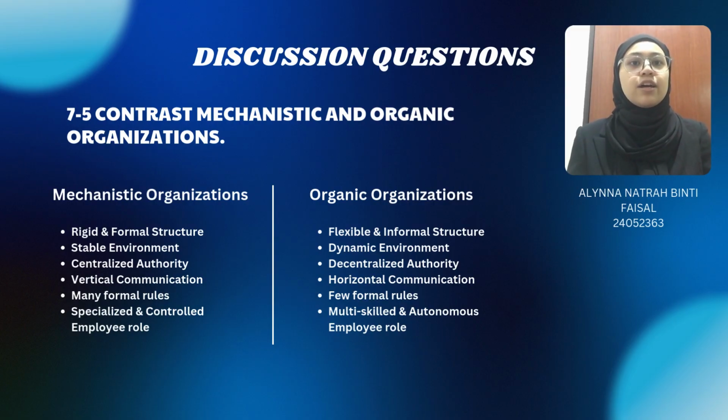In contrast, an organic organization has a flexible and less formal structure. Authority is more decentralized, allowing decision-making to occur at multiple levels rather than being concentrated at the top. Communication in organic organizations is largely horizontal, encouraging collaboration and information sharing across departments and roles. There are fewer formal roles, and employees are often multi-skilled, allowing them to take on a wider range of responsibilities. As a result, employees in organic organizations are given greater autonomy and discretion in how they perform their roles.